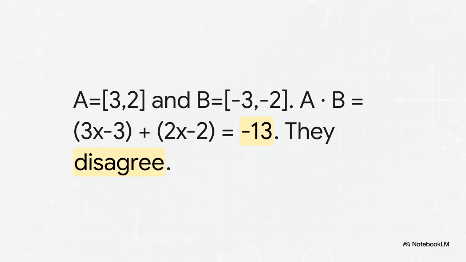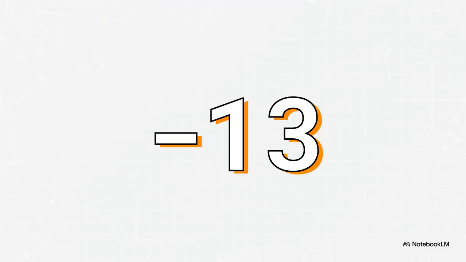Add them up, and -9 plus -4 gives us -13. A highly negative result of -13. This tells the AI, loud and clear, that these vectors point completely away from each other and strongly disagree. So, just to recap, multiply matching positions. Add them up. That is literally the whole secret.